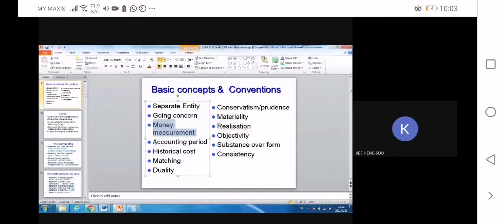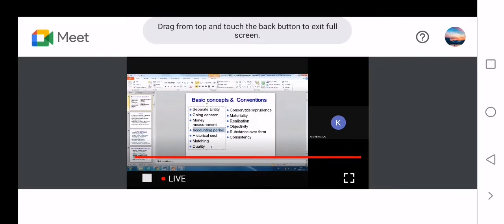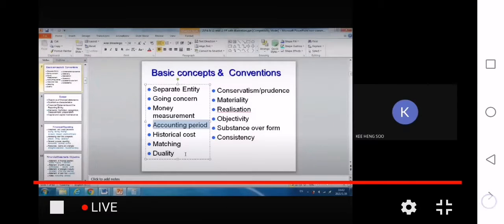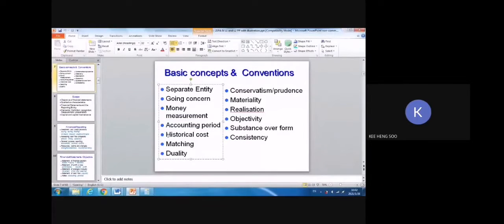40 cents times 1,000, which is 400 ringgit. At the accounting period end, 31st December 2019, you have 1,000 marks ready for sale. You are going to sell them at 75 cents, but I don't follow 75 cents. The historical cost concept tells me to value all this inventory at their original cost or selling price, whichever is lower.